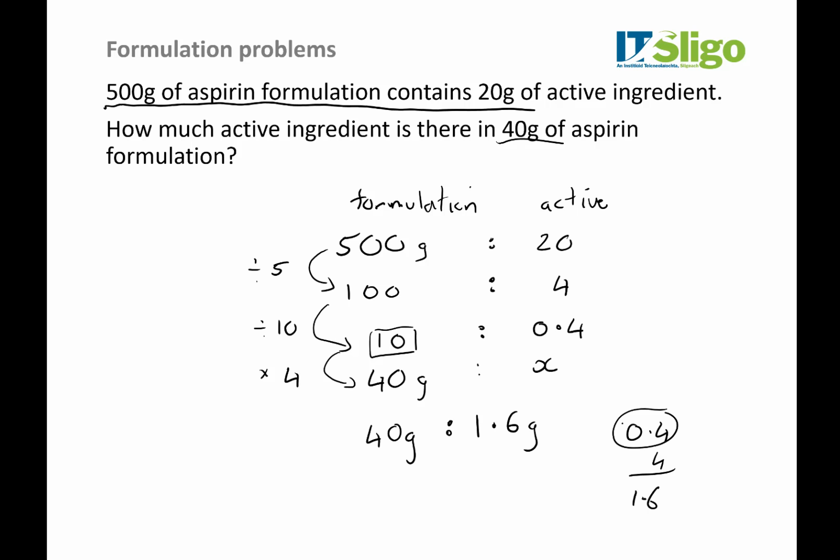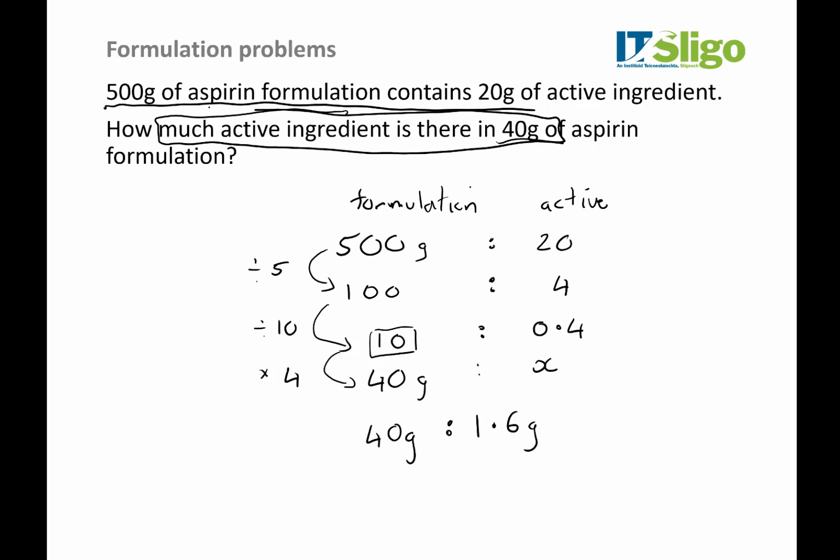Now in this case, guys, we write the ratio exactly as it is. We don't try and adjust it to get rid of that decimal, because the question we were specifically asked, how much active ingredient is there in 40 grams? So our answer is 1.6 grams. So don't be tempted. It's perfectly fine to have a decimal in a ratio. It just depends on the context.